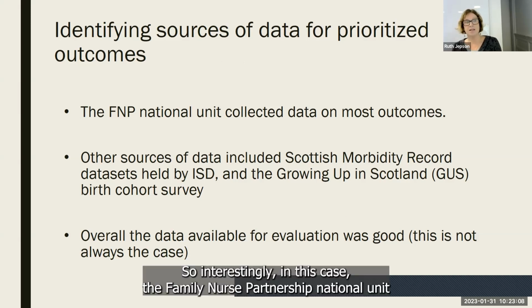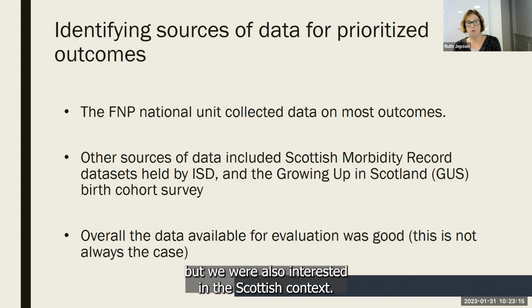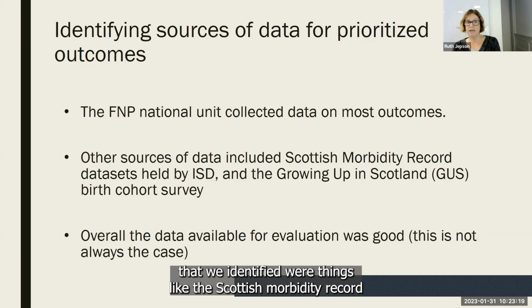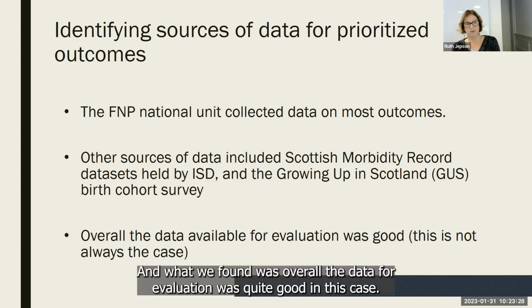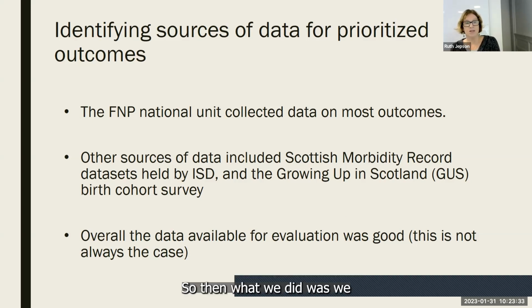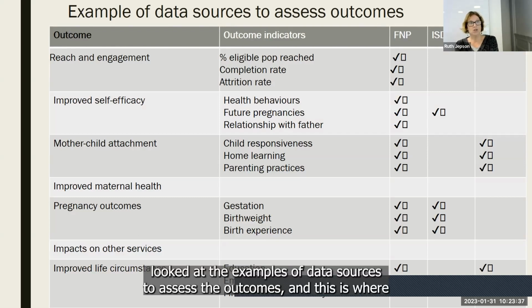So interestingly, in this case, the Family Nurse Partnership National Unit collected data on a lot of the outcomes they're interested in. But we were also interested in the Scottish context. So other sources of data that we identified were things like the Scottish Morbidity Record and the Growing Up in Scotland Birth Cohort Study. And what we felt was overall the data for evaluation was quite good in this case. So then what we did was we looked at the examples of data sources to assess the outcomes.